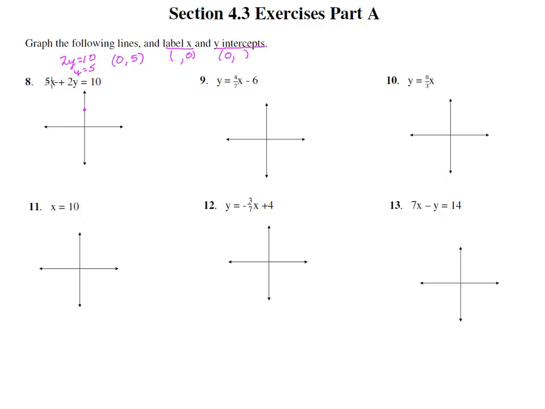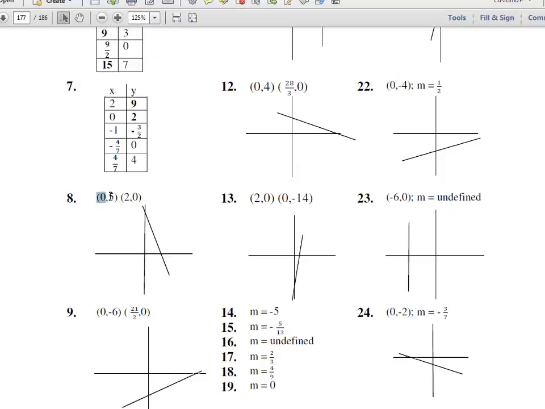Now for the second point. We're going to stick in 0 for y. Let's see what happens. 2 times 0 is 0, so we get 5x plus 0 equals 10. Can we solve for x? Certainly. x equals 2. So 2, 0, which should be somewhere down right around here. And so the line is going to go down through both of those points. There we go. And that's the line with those intercepts, 0, 5 and 2, 0. Let's check our answer. And here's number 8, 0, 5 and 2, 0, and there's the line. They zoomed in a little bit further than we did, but good.